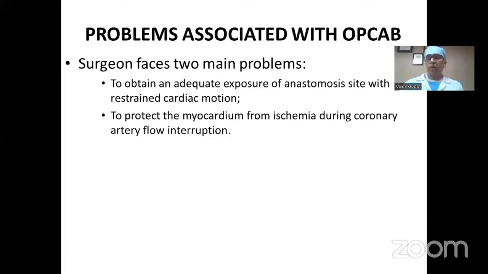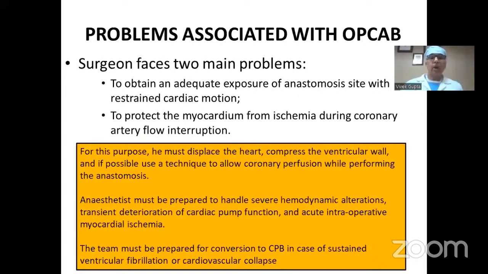Problems with off-pump CABG: the surgeon usually faces two problems. When they are doing an anastomosis, they may have difficulty with adequate exposure because of the cardiac motion. And second, there is a risk of myocardial ischemia while they are doing the grafting, because there is a flow interruption. For this purpose, how can we help them?